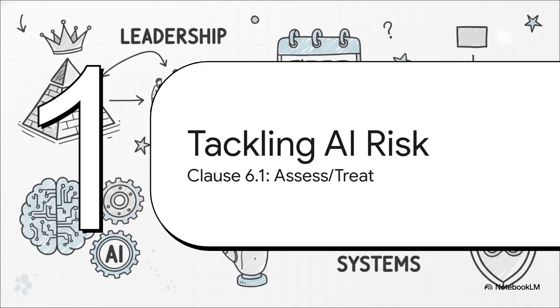Okay, so within this big bucket of planning, the single most critical activity is the formal process for dealing with risk. And this isn't about guesswork. It has to be a structured, repeatable method for assessing and treating the really unique risks that AI brings to the table. I mean, without this, you are literally flying blind.